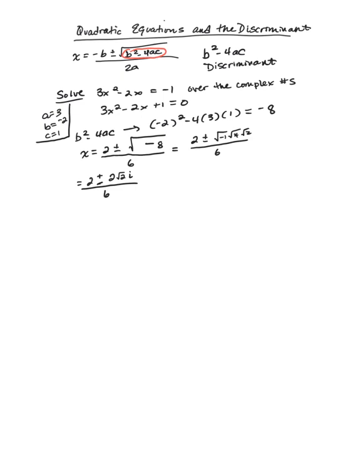all over 6. Now I can take these and I can cancel out 2 in all of them. I call it the heart problem. Yes, that is my heart. So we have, divide them all by 2, so I get 1 plus or minus rad 2 i over 3. So the solution set is 1/3 plus rad 2 over 3 i and 1/3 minus rad 2 over 3 i.